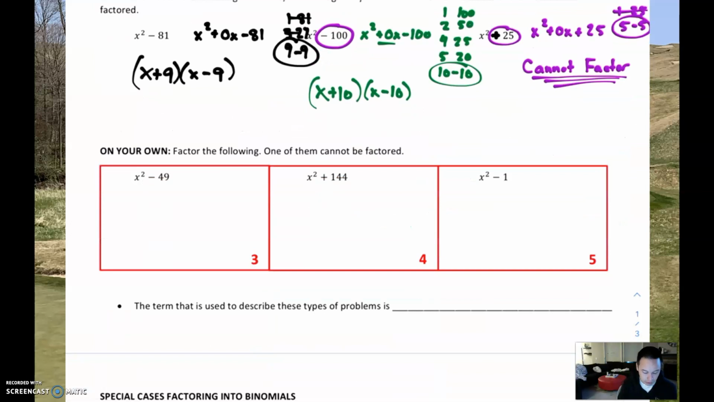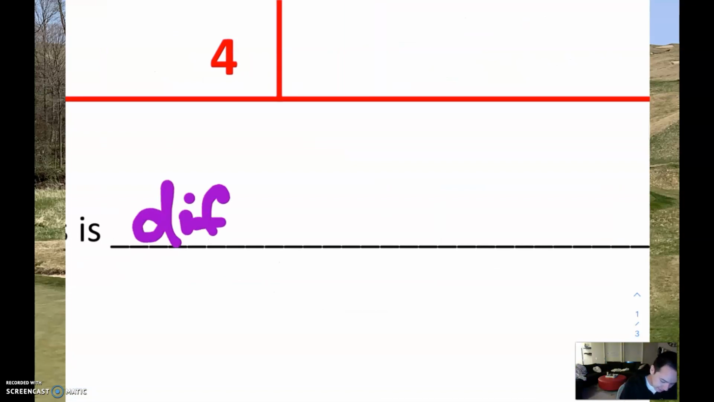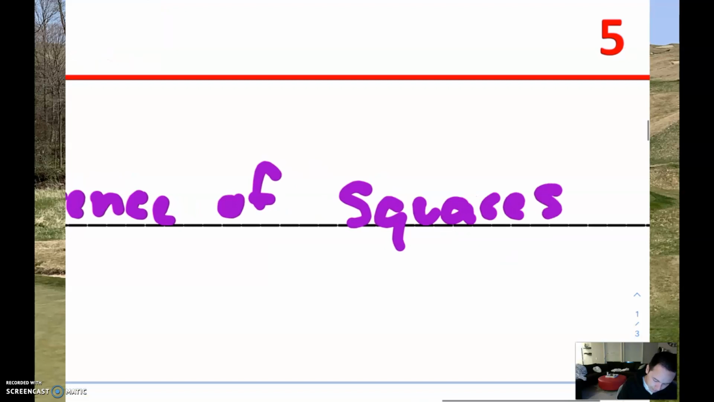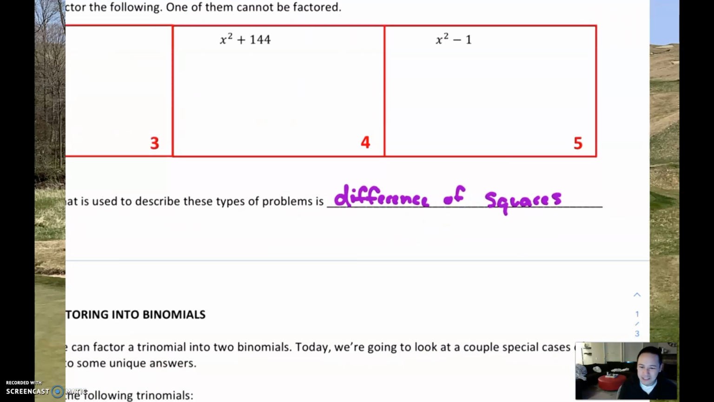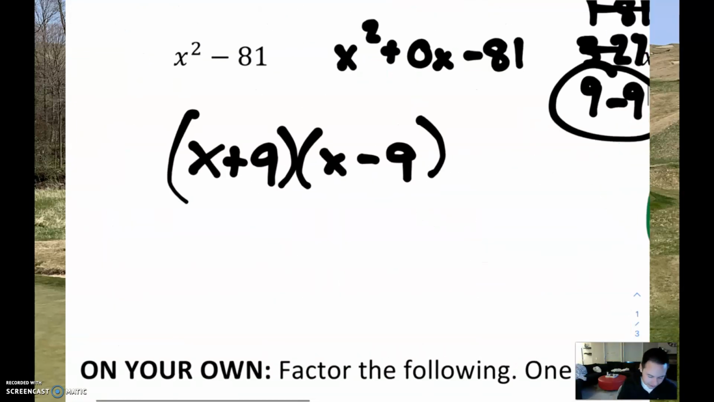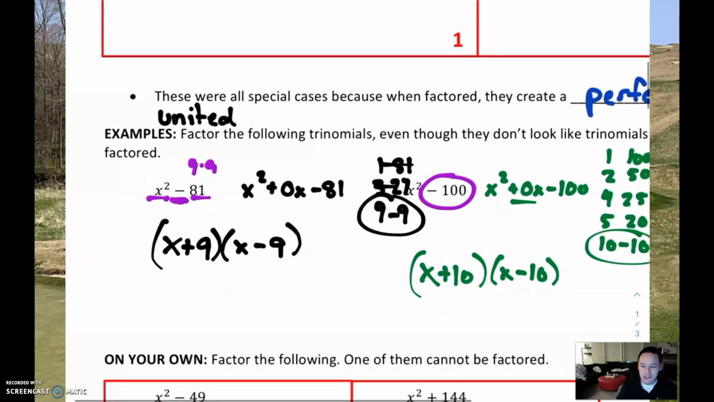The term that is used to describe these types of problems, at least the factoring, is they're called difference of squares. Difference of squares. And that's where that middle term has kind of disappeared. So I do want to kind of show you the language of this. Difference means subtract. So you're subtracting perfect squares. So x squared is a perfect square. And 81 is a perfect square. That's just 9 times 9. So it's a difference. You're subtracting two perfect squares. And that's why it's called a difference of squares.